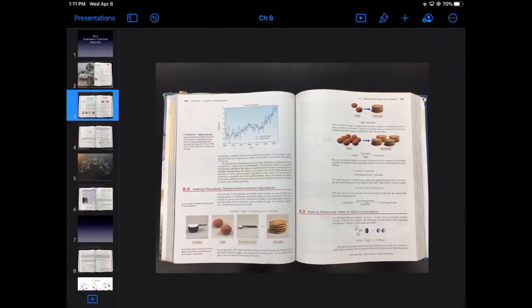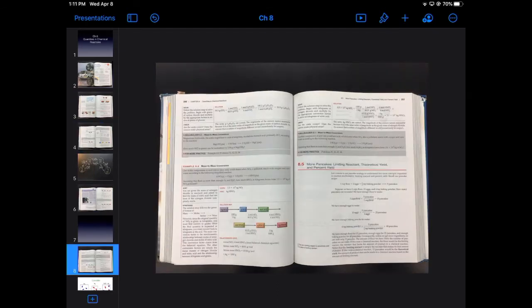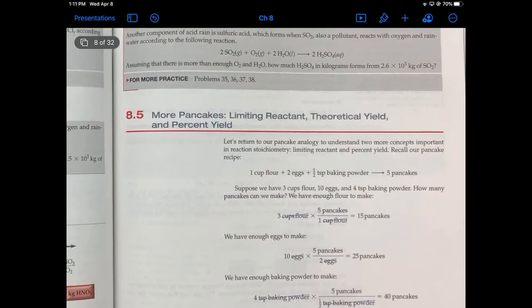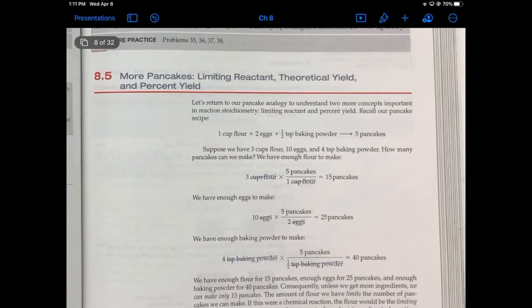Okay, let's go now to this page here. Excuse me, here we are. 8.5, more pancakes. We're going to return to the pancake analogy, it says. And they've written the recipe again there for you so you can see it. Let's suppose we went into the kitchen and wanted to make a bunch of pancakes for a family, because we had a whole bunch of family in town. We pulled out the ingredients, and we are simply going to start using our ingredients and make as many as we can.